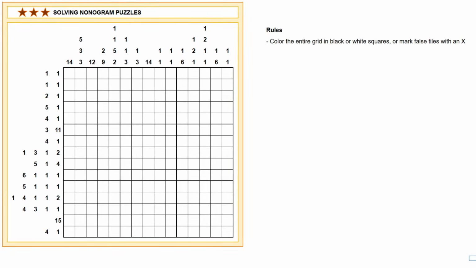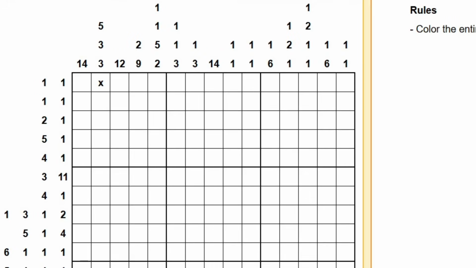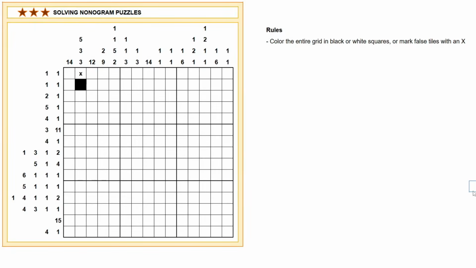The goal is to color the entire grid in black or white squares. If you think a square is not represented by a number, then you can put an X down, and that can really help you solve the puzzle as well. And of course, if you think that it actually represents one of the numbers, then you can just fill it in. Once you're done with the entire puzzle, the whole image should be visible.